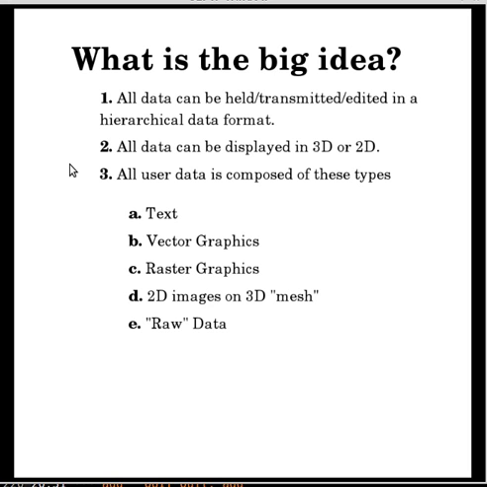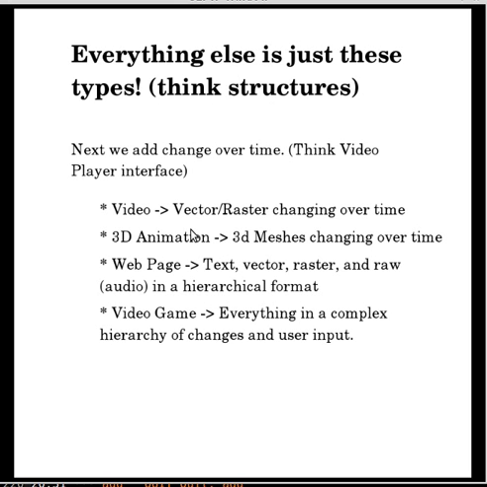And finally, all user data is composed of a few simple types: text, vector graphics, raster graphics, 2D images on a 3D mesh, and raw data. I could also add rich text, but I include that under vector graphics. It's a minor thing. Everything else is just these types put together in new and different ways, like structures in computer programming.